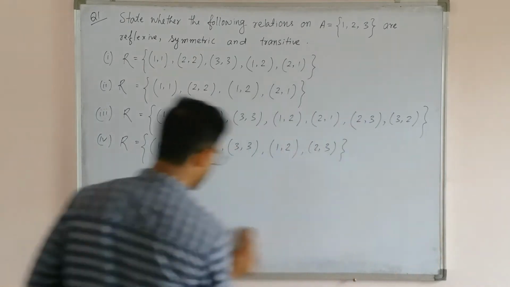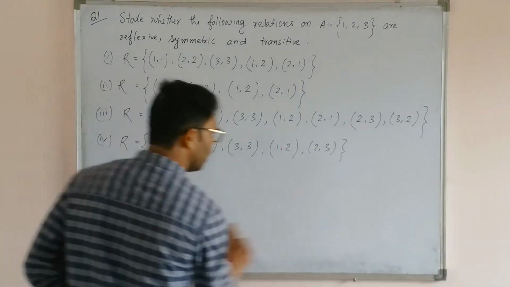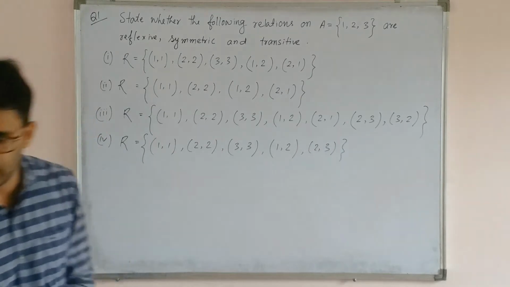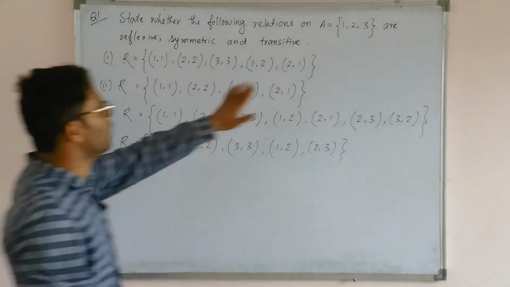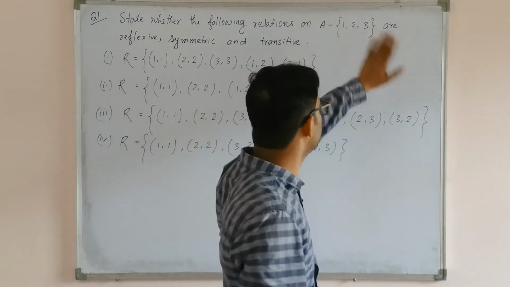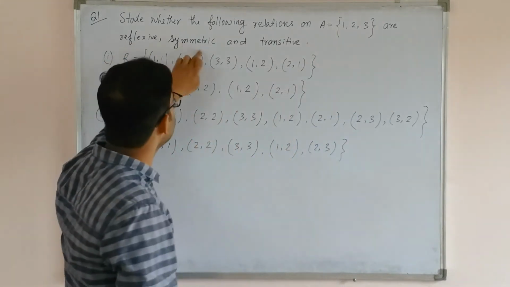We will discuss the questions of the chapter relation. So first I am taking question number 1: state whether the following relations on the set A = {1, 2, 3} are reflexive, symmetric and transitive.